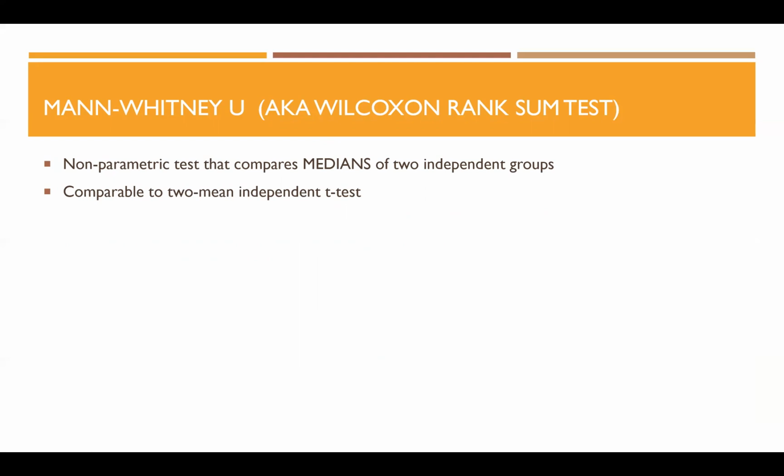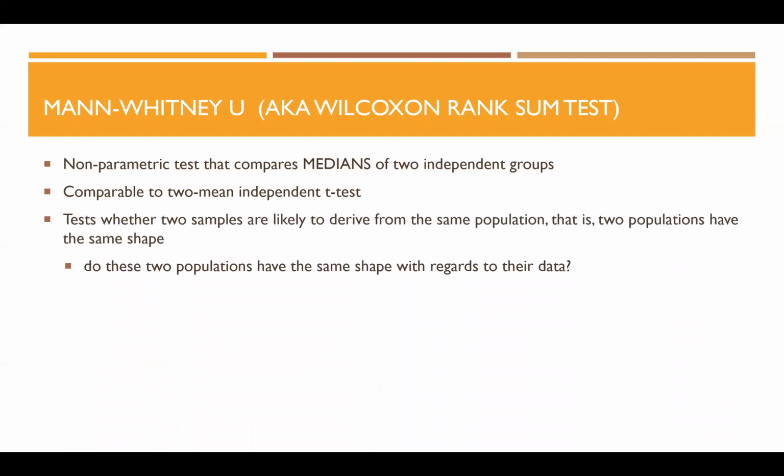So you still have that one variable and you collect data from two different groups, but you can no longer assume that the distribution is normal or that you have equal variances. So I cannot use the two-mean independent t-test. So the Mann-Whitney U-test helps us to test whether the two samples come from the same population or they at least have a similar shape, have the same shape.